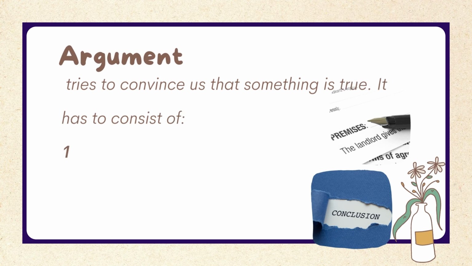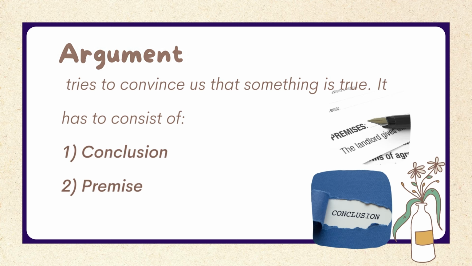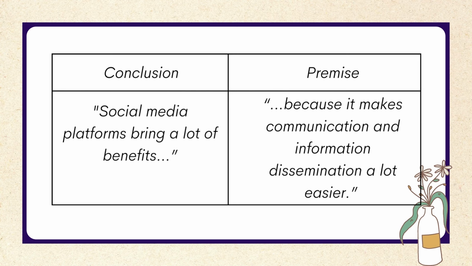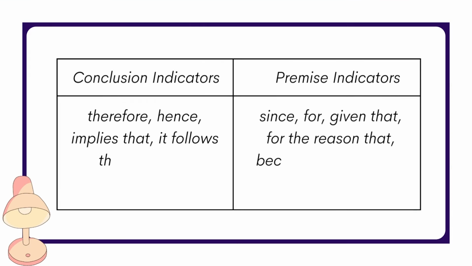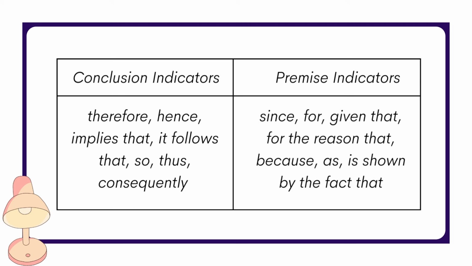An argument tries to convince us that something is true. It has to consist of number 1, conclusion, and number 2, a premise. In the statement that we had a while ago, the conclusion is social media platforms bring a lot of benefits. And the premise is because it makes communication and information dissemination a lot easier. These are some examples of conclusion indicators: therefore, hence, implies that, it follows that, so, thus, consequently. And for the premise indicators: since, for, given that, for the reason that, because, as, is shown by the fact that.